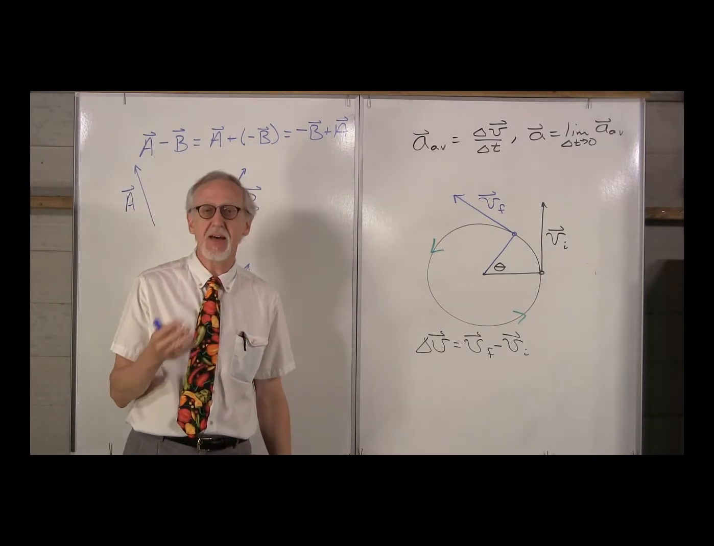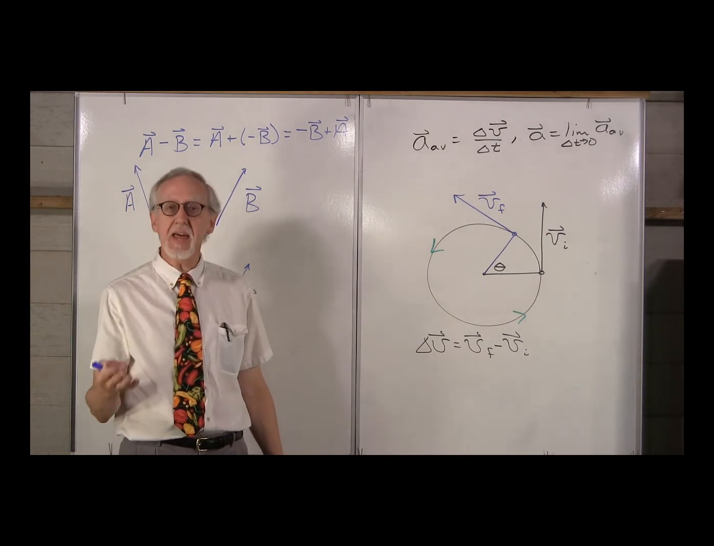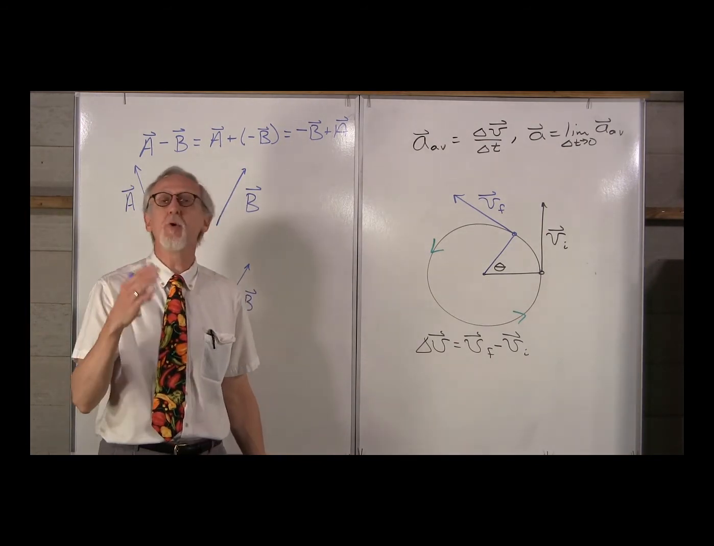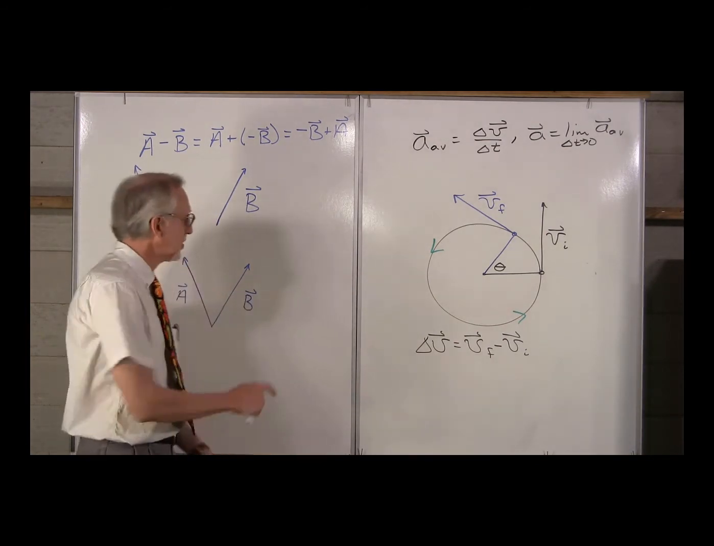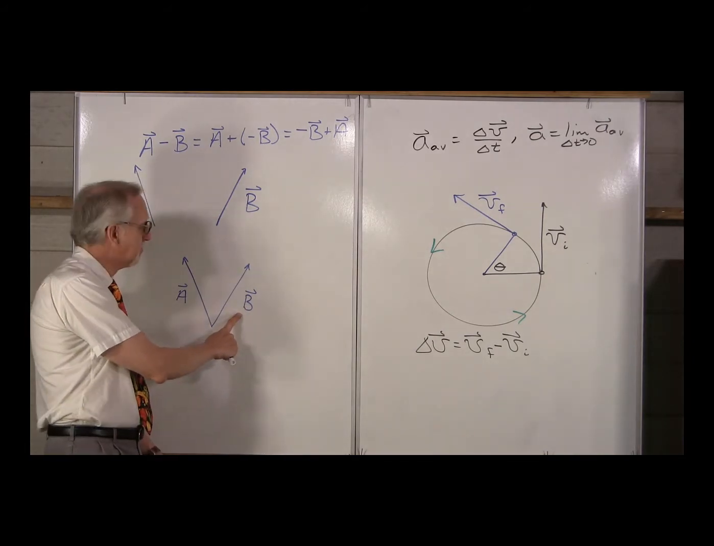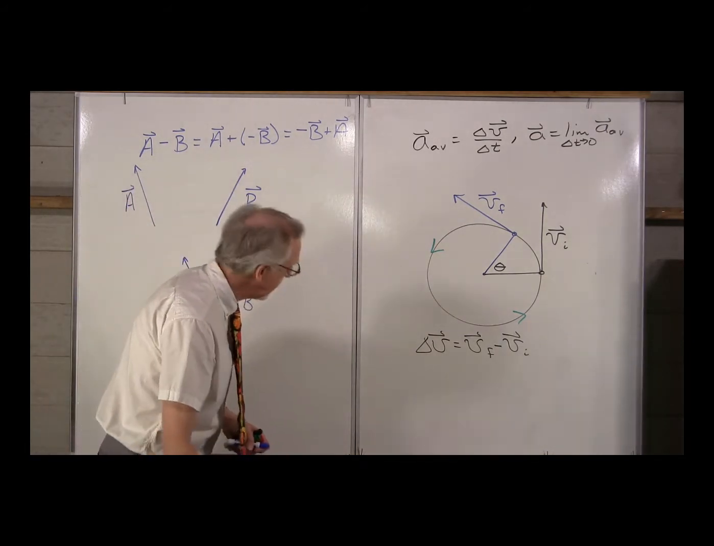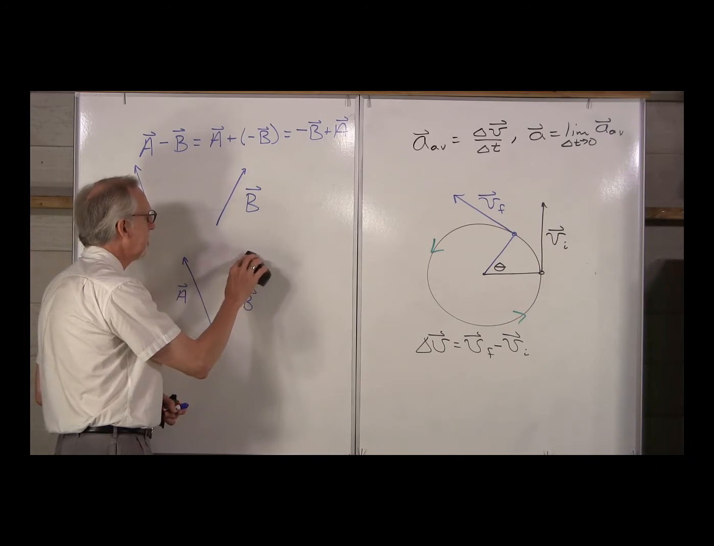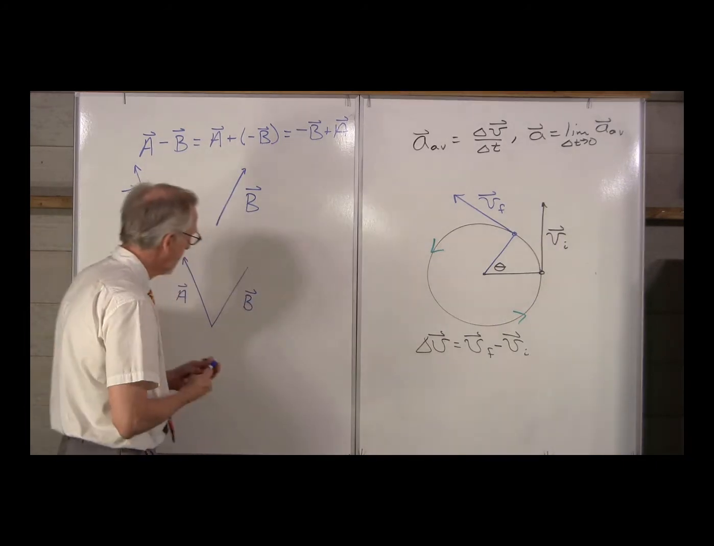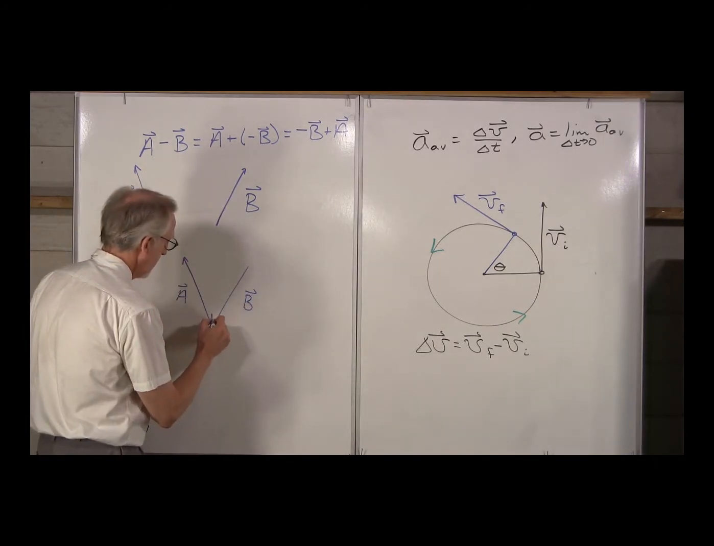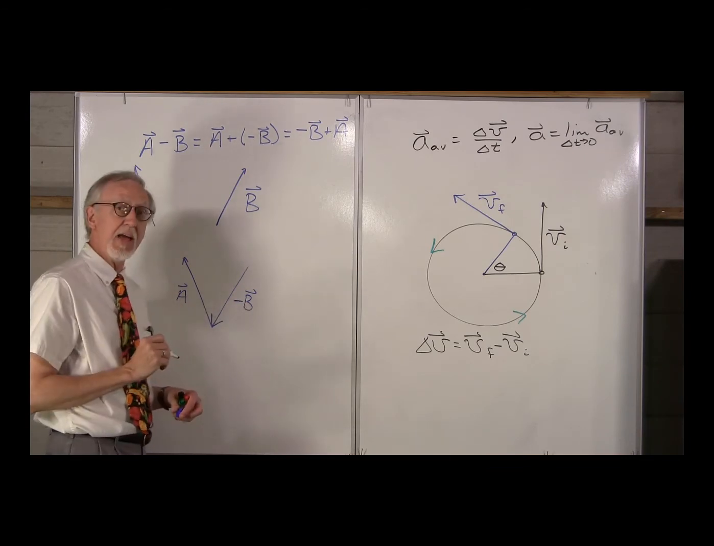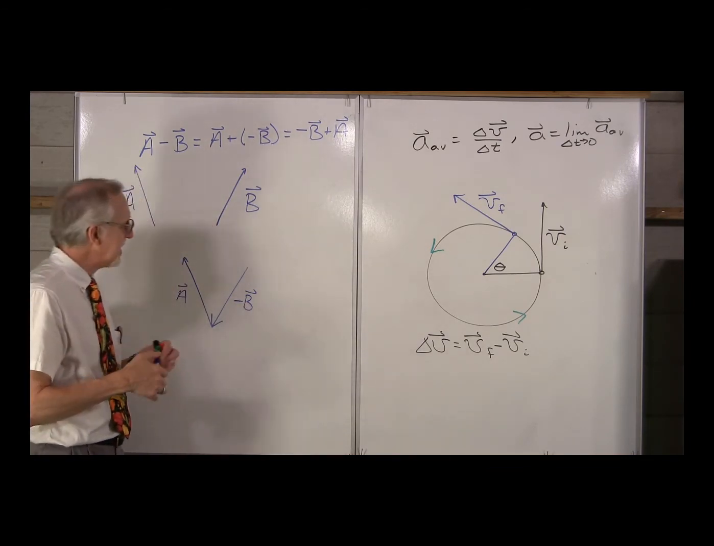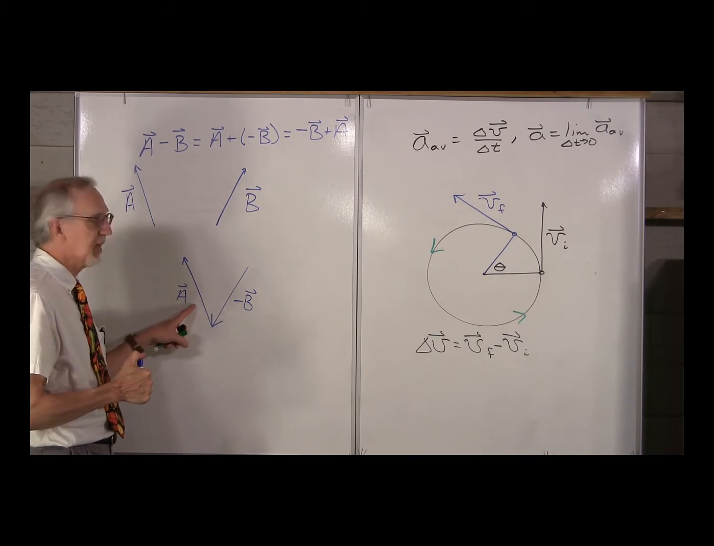The negative of a vector is a vector with the same magnitude as the original vector, but pointing in the opposite direction. So I can draw negative B just by changing the direction of B, and it is now negative B. I can now add negative B and A.